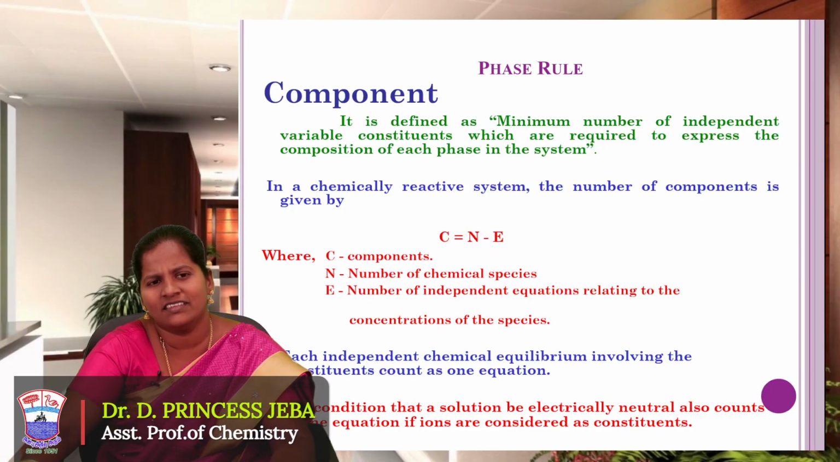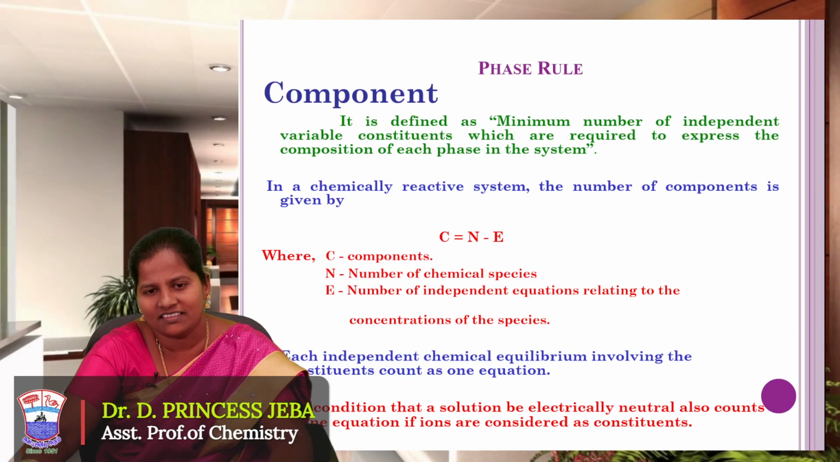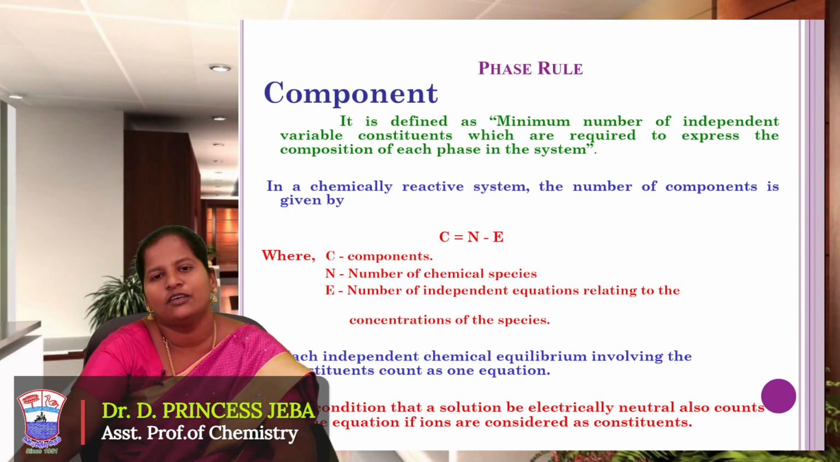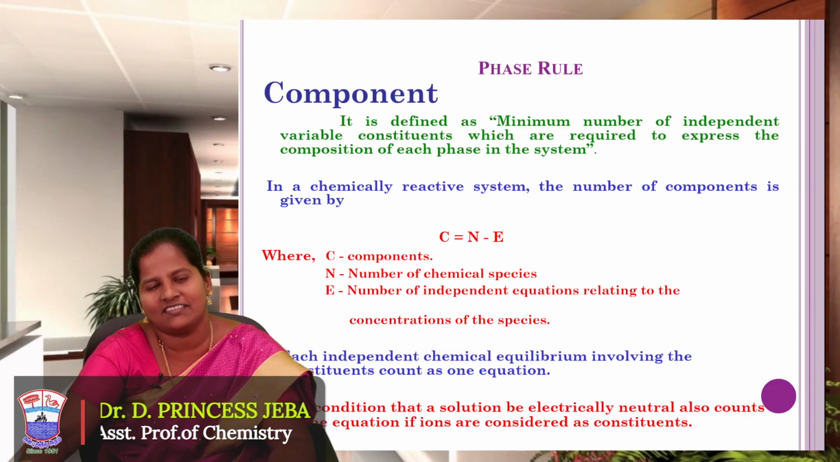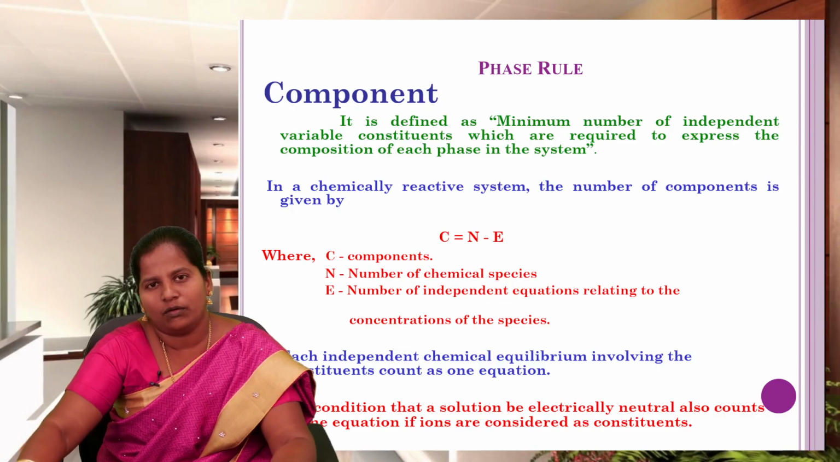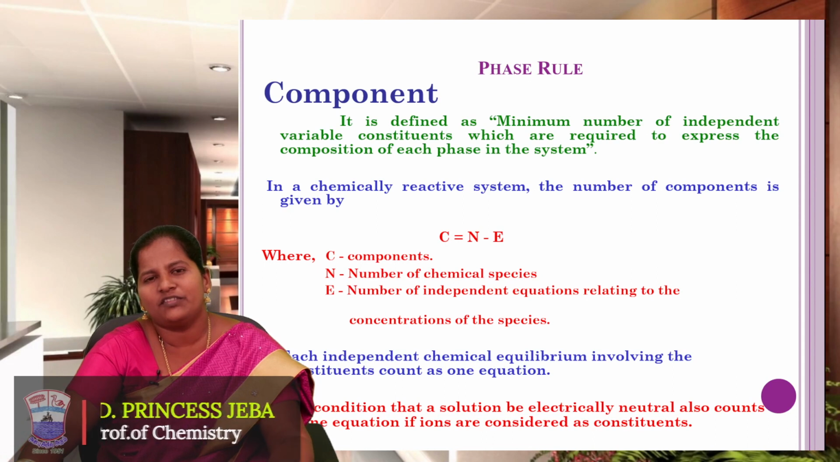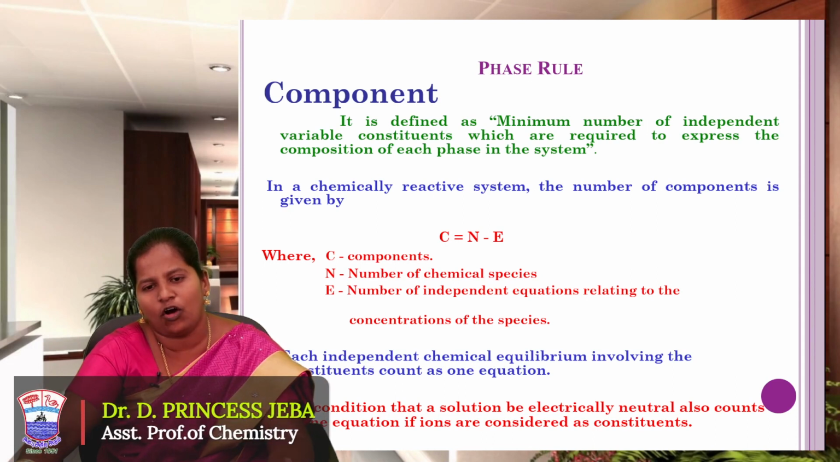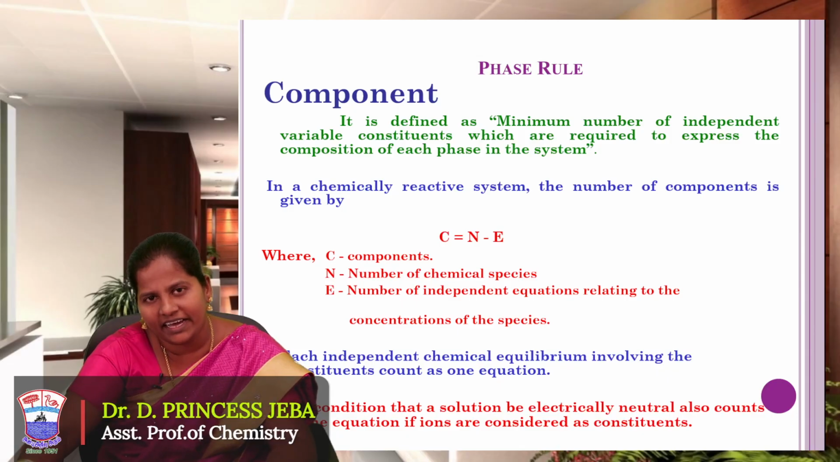So next one is component, that is the C in the phase rule equation. Component is nothing but the minimum number of independent variable constituents which are required to express the composition of each phase in the system. If a system consists of various phases, what is the minimum number of independent variables which we require to express the composition of each phase? For example, the same thing, water and ice.